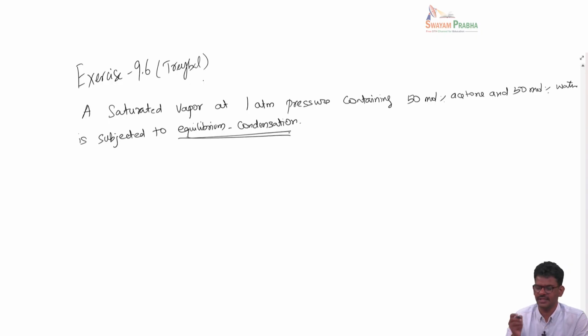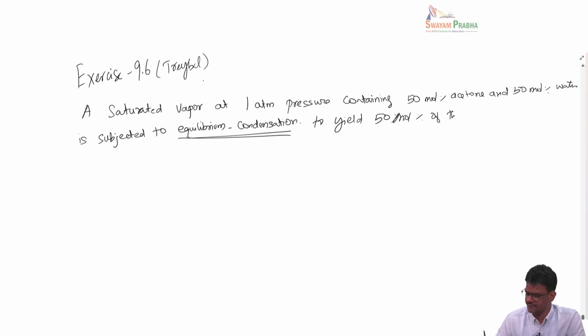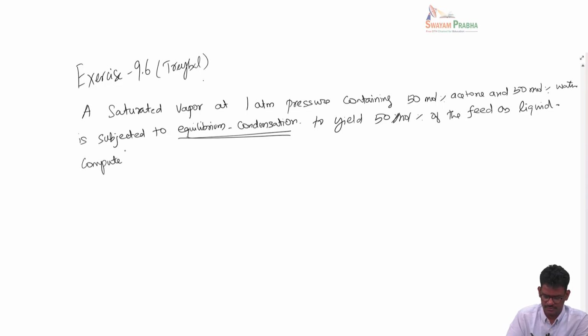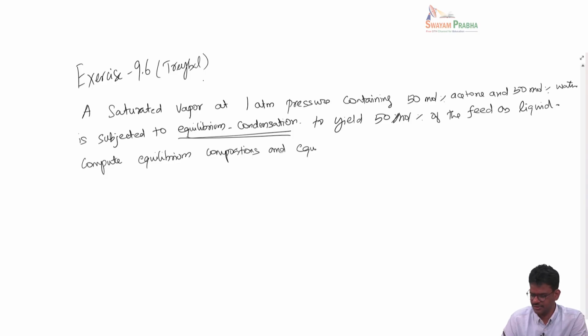In the previous problem we said flash vaporization, so here we say equilibrium condensation, to yield 50 mole percent of the feed as liquid. Compute equilibrium compositions and equilibrium temperature.